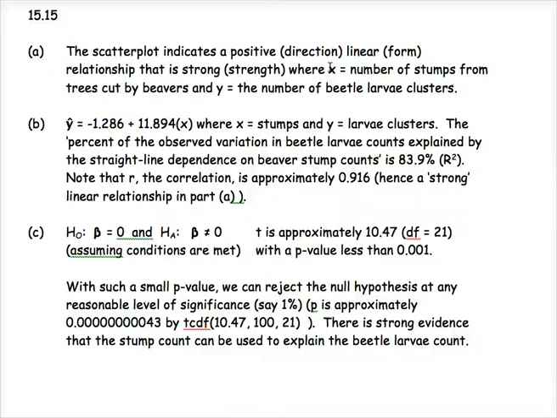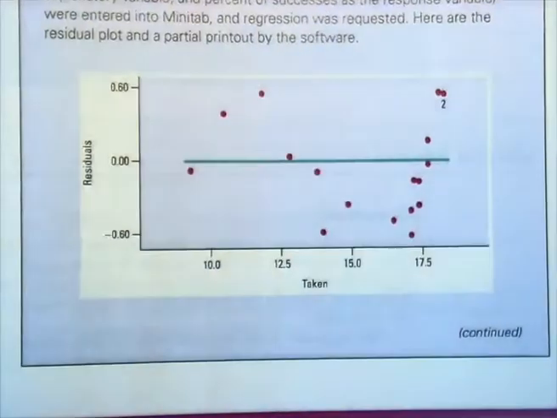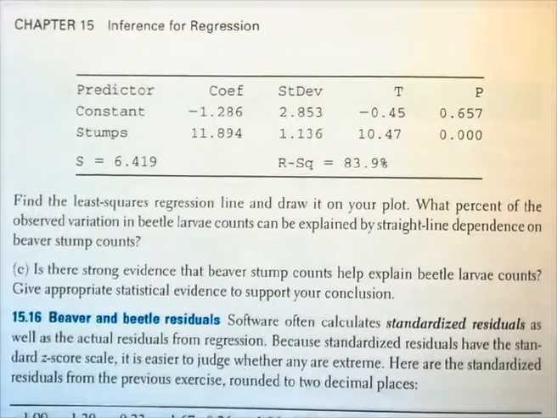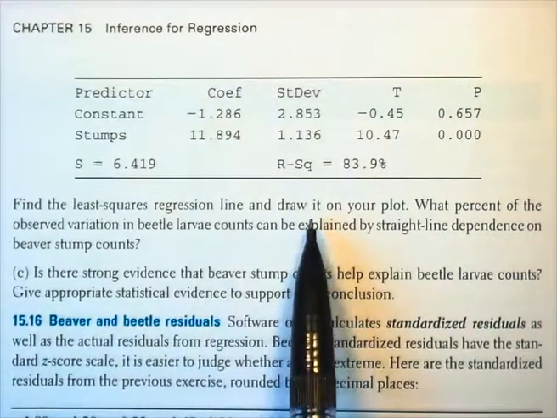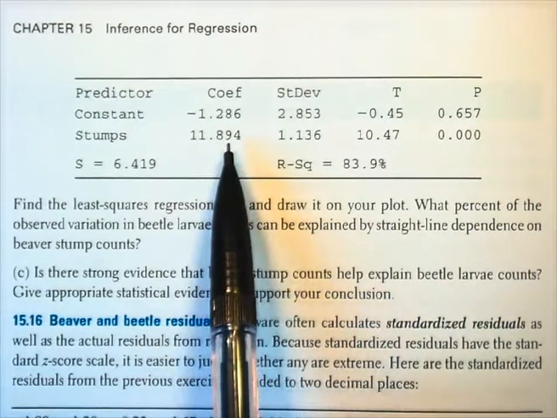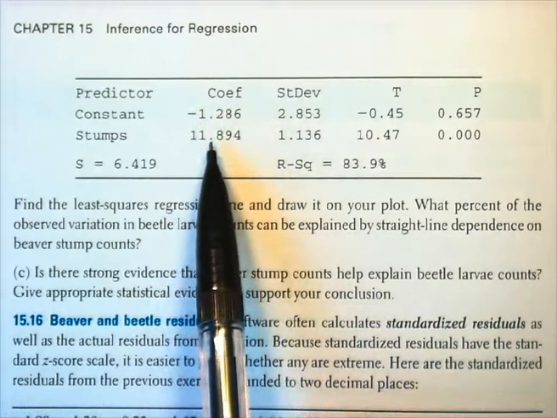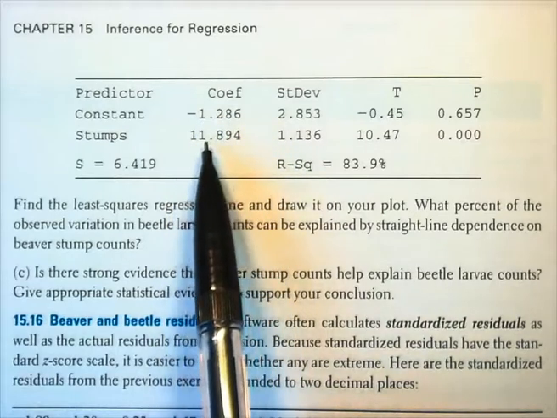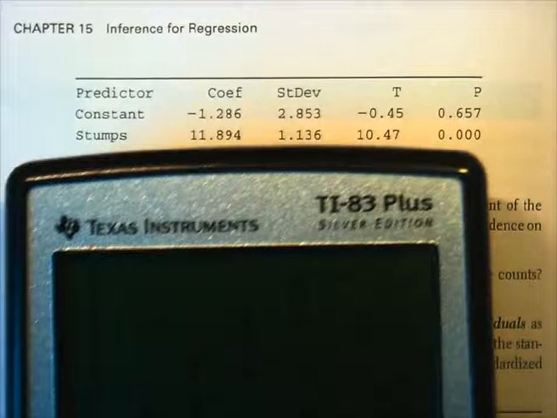So in part B, we'll go back and take a look at the output. We're given the regression output. Here it is. Our next job was to find the least squares regression line and draw it on the plot. I indicated to just draw it on the plot on the calculator. Notice though, you don't have to actually run the linear regression in the calculator. Here is the constant, so there's the y-intercept, and here's the slope. So my equation is just y hat equals negative 1.286 plus 11.894x.